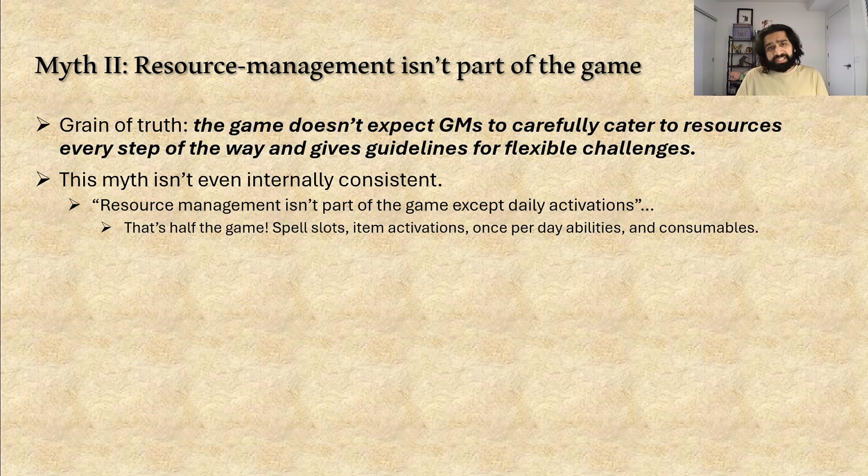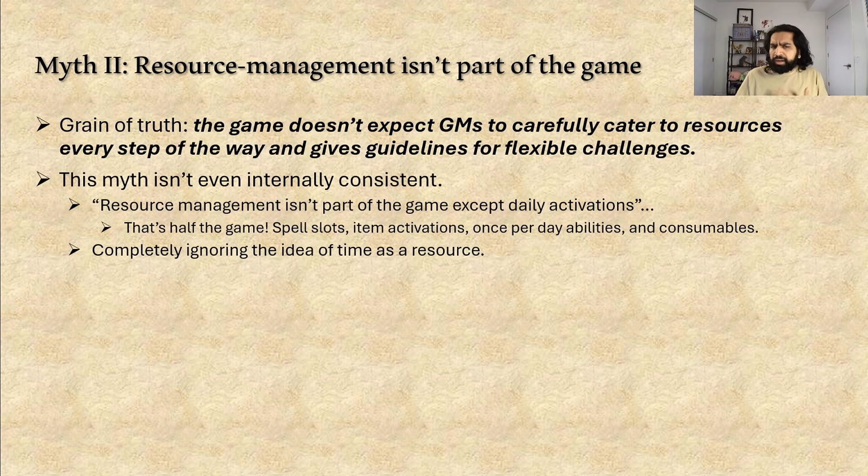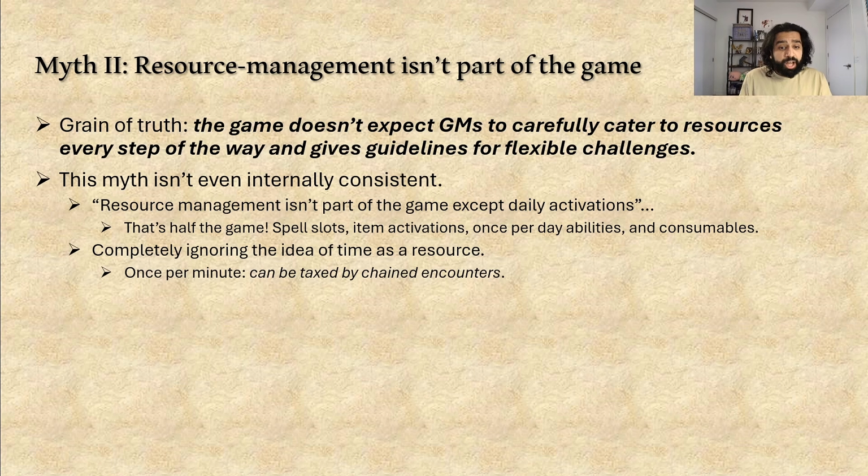And there's a second aspect to it. We're only talking about daily attrition so far, things that run out over the course of a day or multiple days. Some of them come back the next day, like these daily activations, item activations, and spell slots, and others are just permanently gone forever, like consumables, which you have to then go back to town to buy. But there are other forms of attrition too. Time is, in fact, a resource. Once per minute options, they can be taxed by chain encounters.